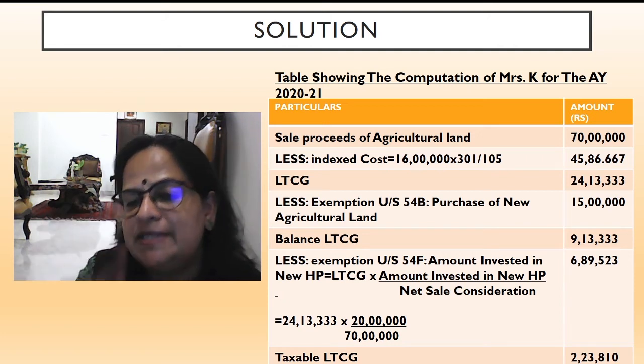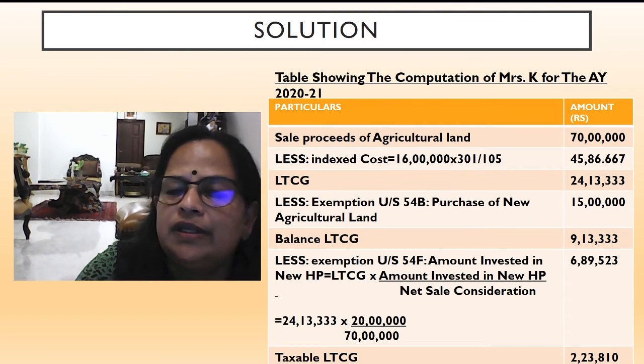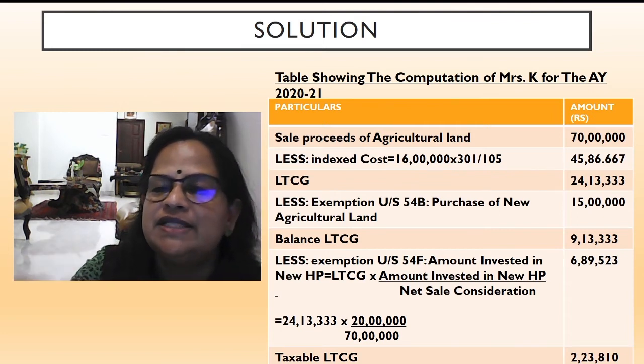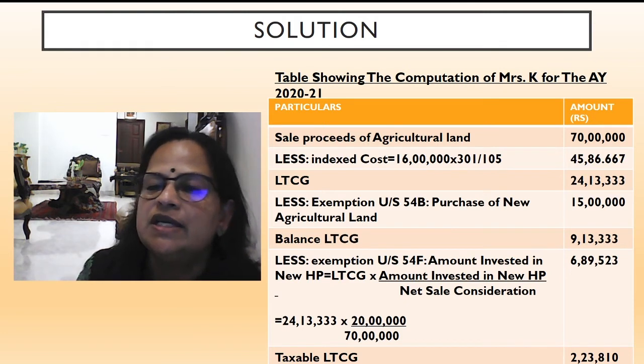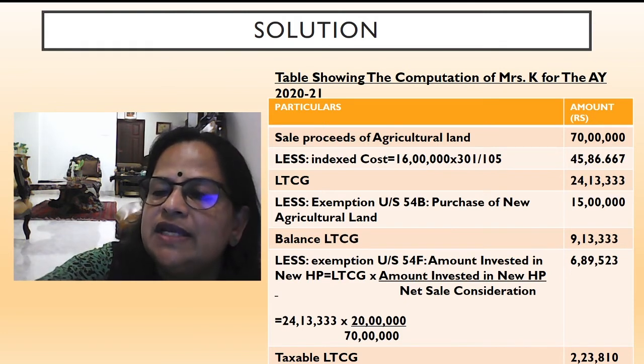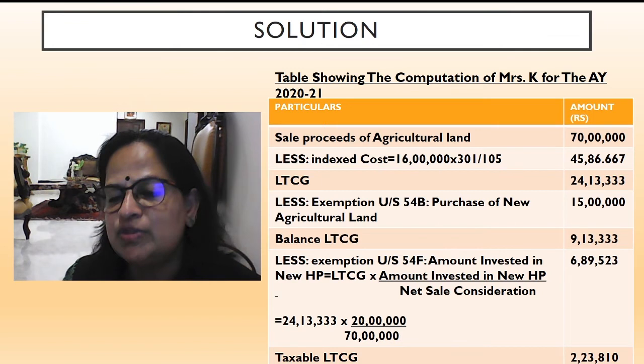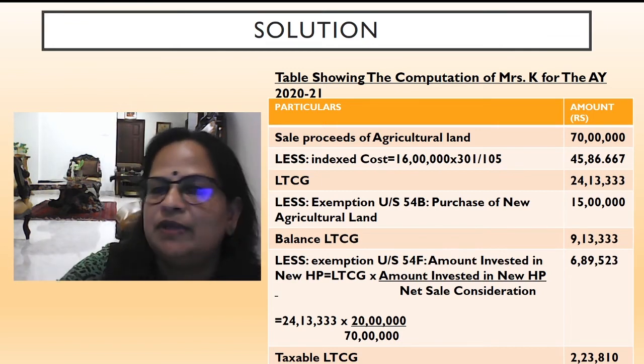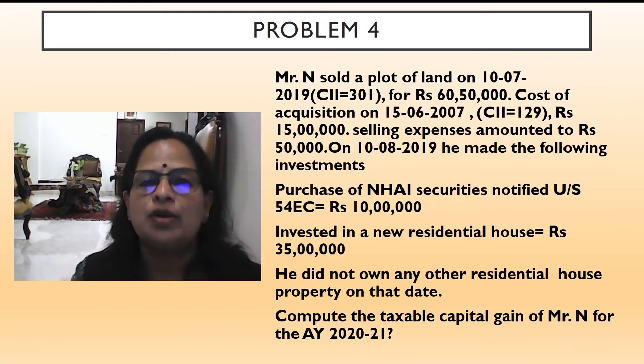So that is LTCG into amount invested in the new house property, 20 lakhs, divided by net sale consideration 70 lakhs. So he will get 6 lakhs 89,523 exemption. 2,23,810 will be taxable. Now the fourth problem, Mr.